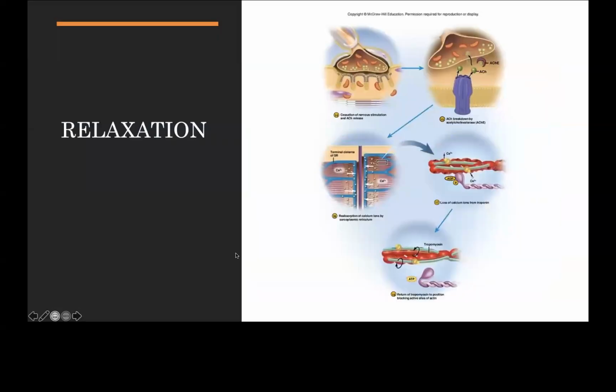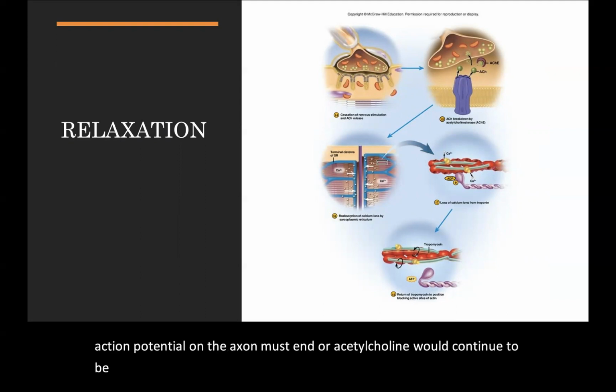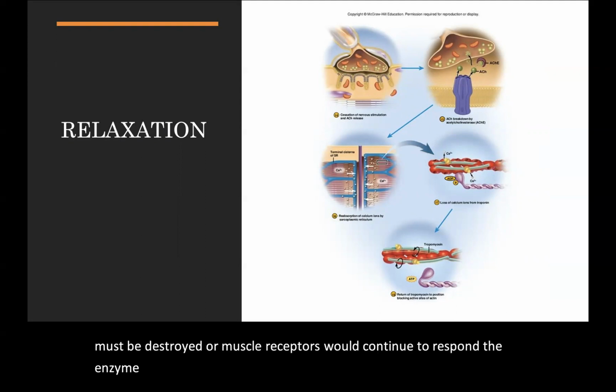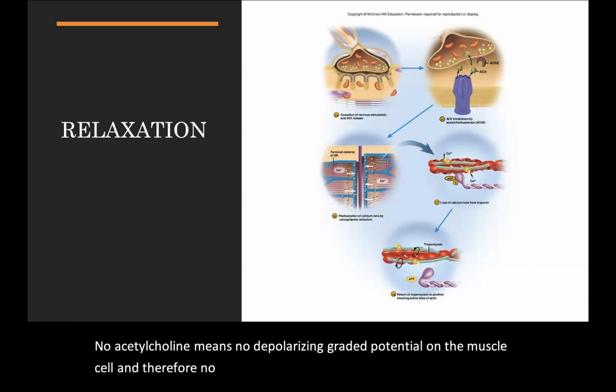The last main step is relaxation. In order for the muscle fiber to relax, the action potential on the axon must end, or acetylcholine would continue to be released. Acetylcholine, already present in the neuromuscular junction, must be destroyed, or muscle receptors would continue to respond. The enzyme acetylcholinesterase destroys acetylcholine at the neuromuscular junction. No acetylcholine means no depolarizing graded potential on the muscle cell, and therefore no action potential follows on the sarcolemma.